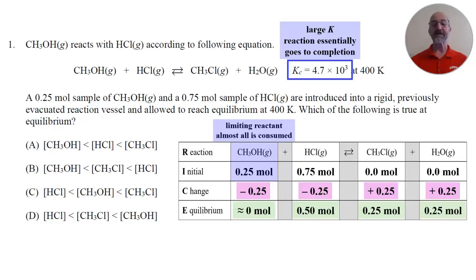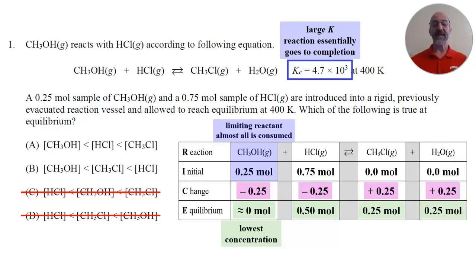So with our Rice table complete, let's go ahead and eliminate choices C and D. And the reason why we can eliminate choices C and D is because it says that HCl is the smallest concentration, and that is not true. The substance with the smallest or the lowest concentration in equilibrium would be this reactant CH3OH. So the correct answer is either choice A or choice B.